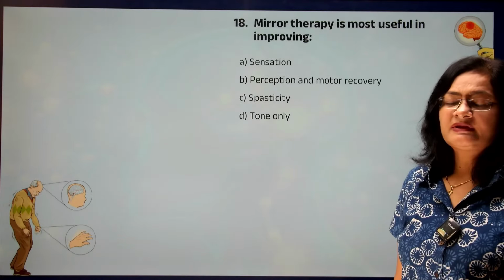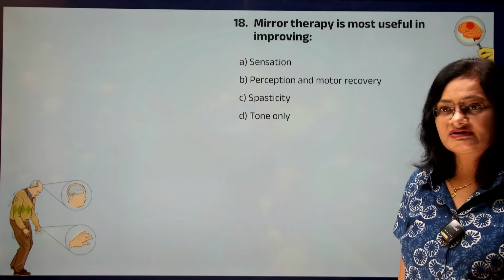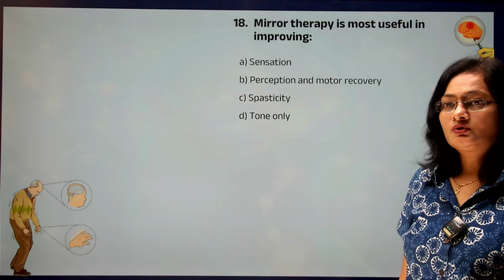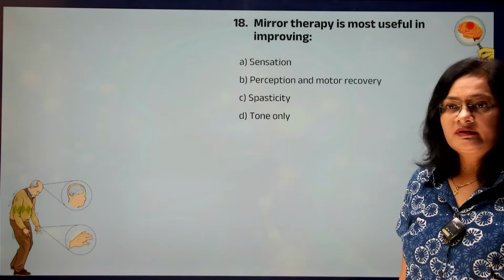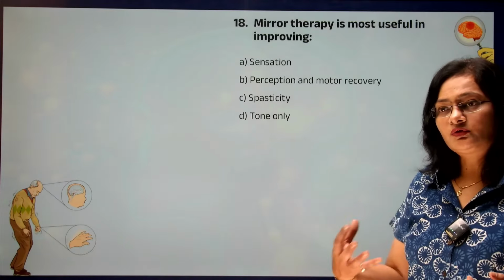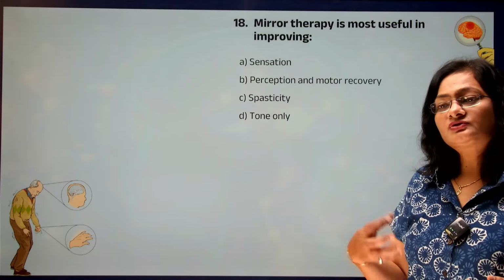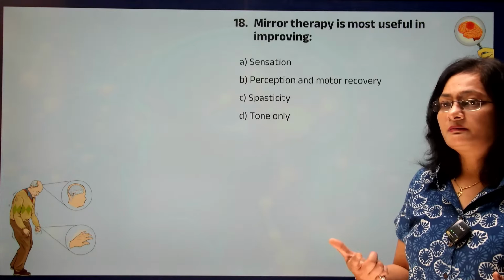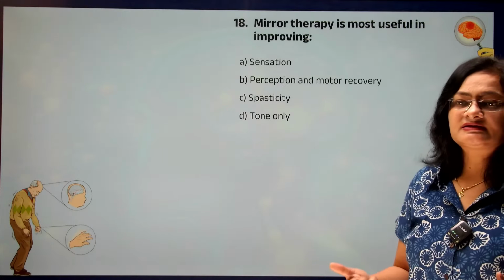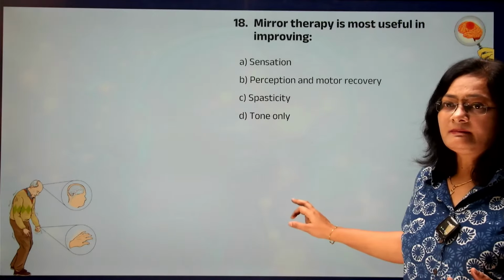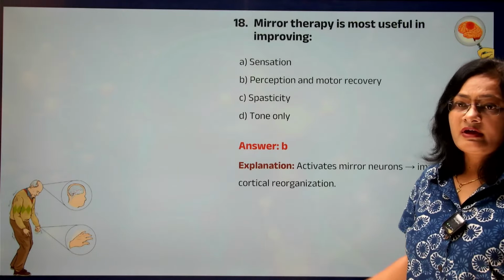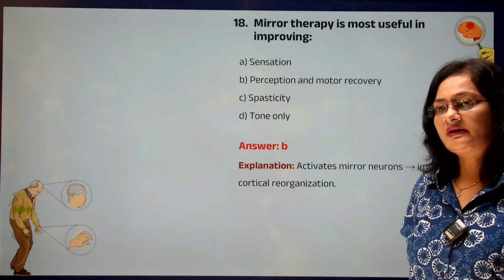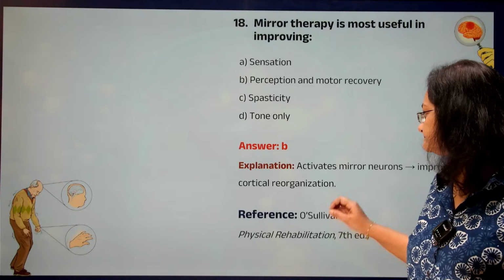So mirror therapy is useful in improving sensation, perception and motor recovery, spasticity and tone only. No sensory feedback is given during mirror therapy, only vision is there. So visual feedback is given. So the answer will be B, where the perceptual aspect is used for motor recovery while we are giving mirror therapy.